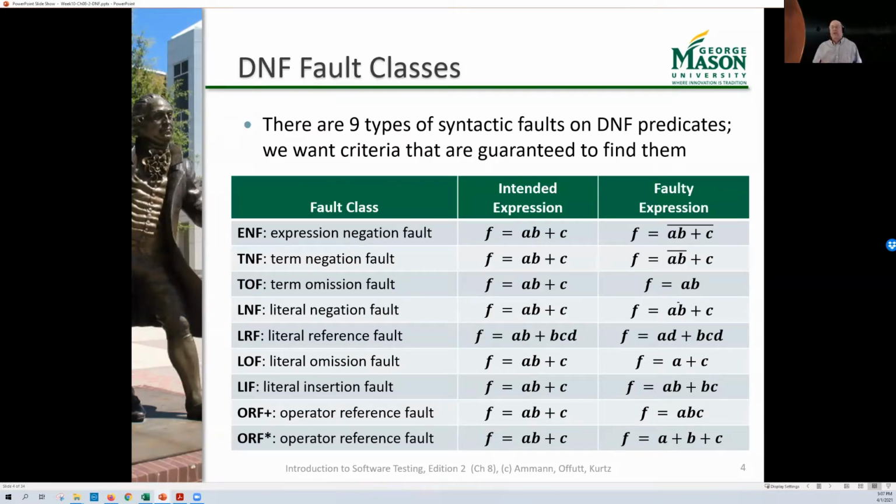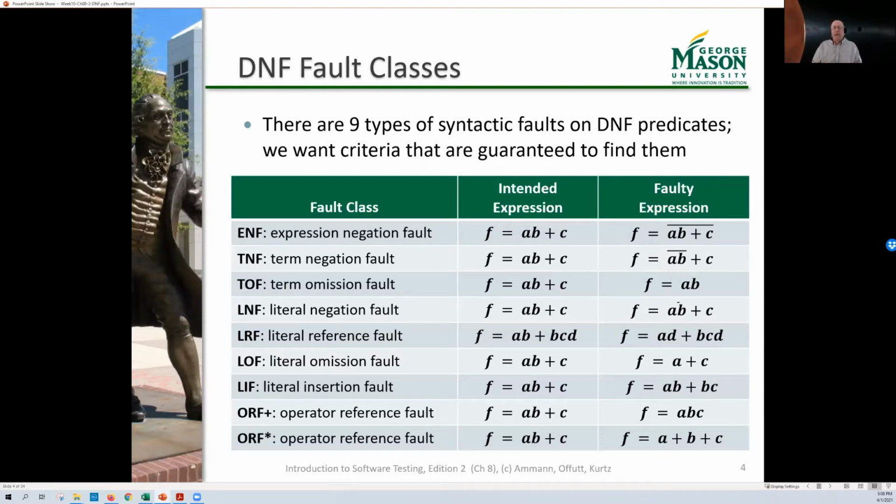So when we're using DNF, there are 9 different basic categories of faults that we could have in DNF. And we'd like to have some test criteria that will guarantee that if we satisfy the test criteria, we're guaranteed to find faults of this type. So we can have expression negation faults, where we're taking the whole predicate and we're negating it. So if we intended to have F equals A B or C, or A and B or C, our faulty expression would be the negation of that whole thing.